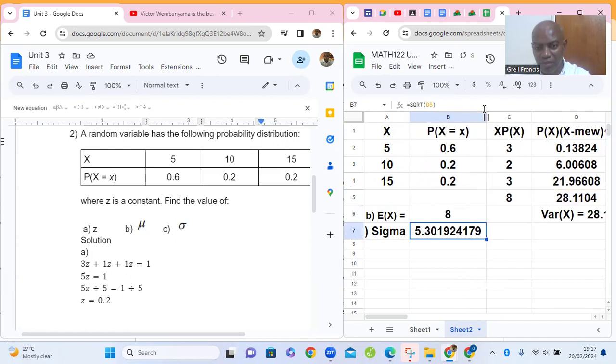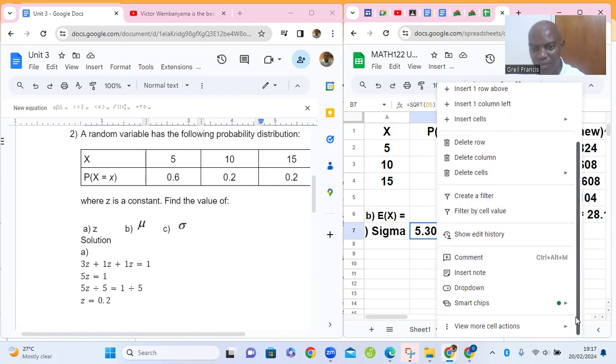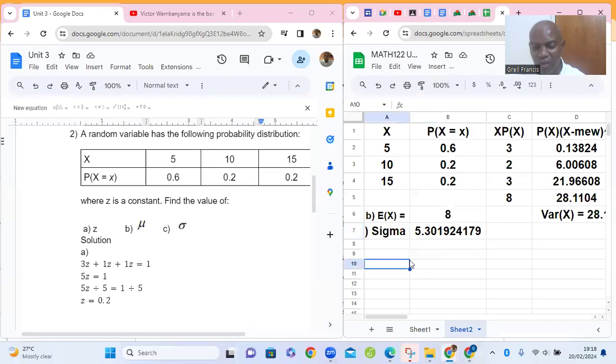Right, I'm looking for the decimal point. 5.301924179. We can modify this to edit the number of decimal places. Properties, I guess. Okay, well, we'll leave it for now. 5.3019.